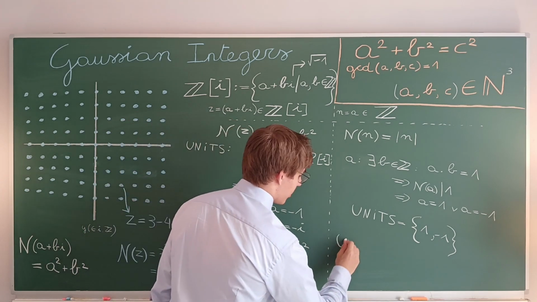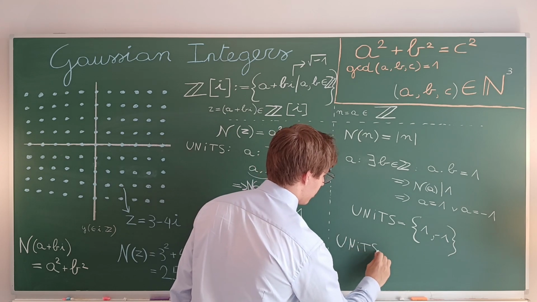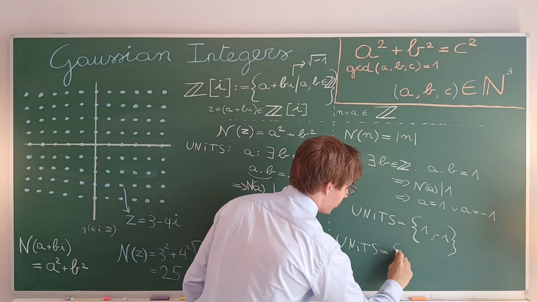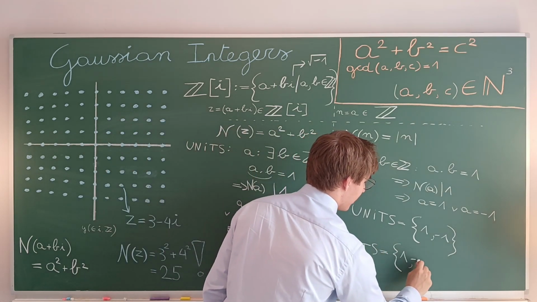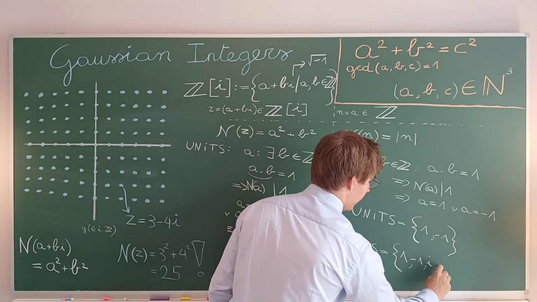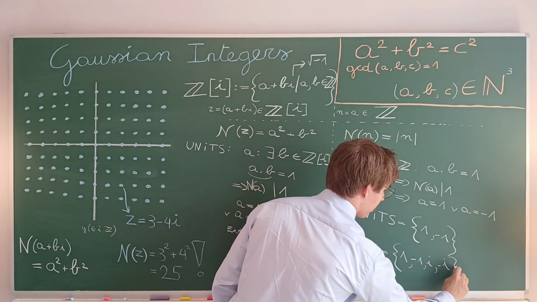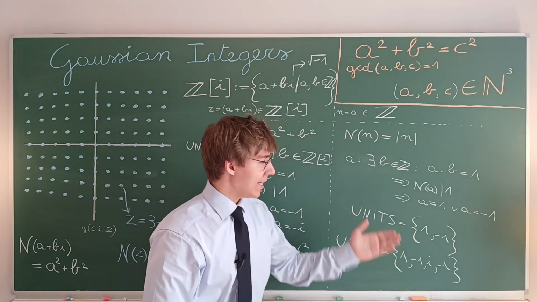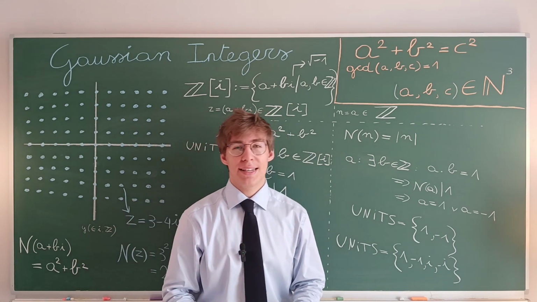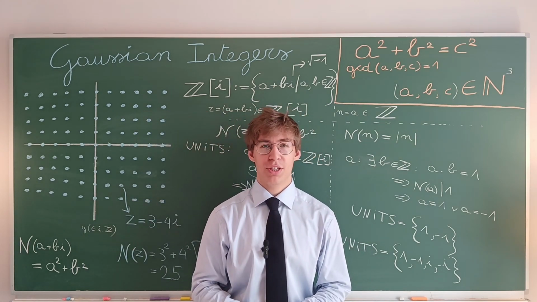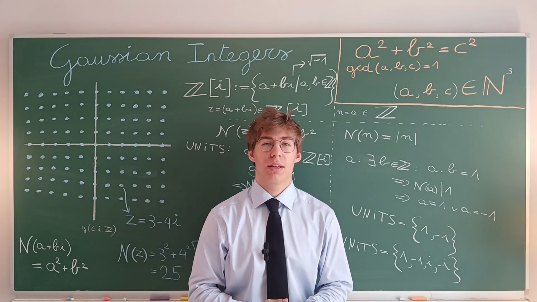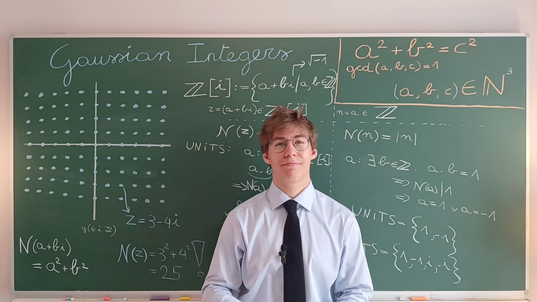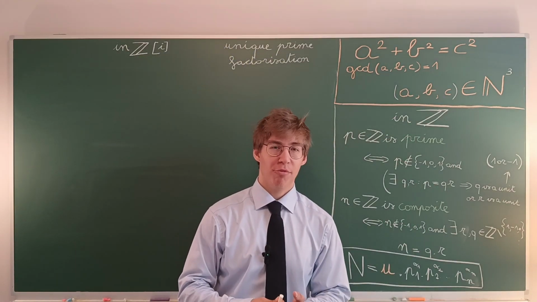So the set of units in Z[i], the Gaussian integers, is equal to {1, -1, i, -i}. Four units. Now another really important similarity between the integers and the Gaussian integers is that they both have a unique prime factorization up to units. So let's clear the board and look more clearly what this prime factorization looks like. Let's look at the unique prime factorization.